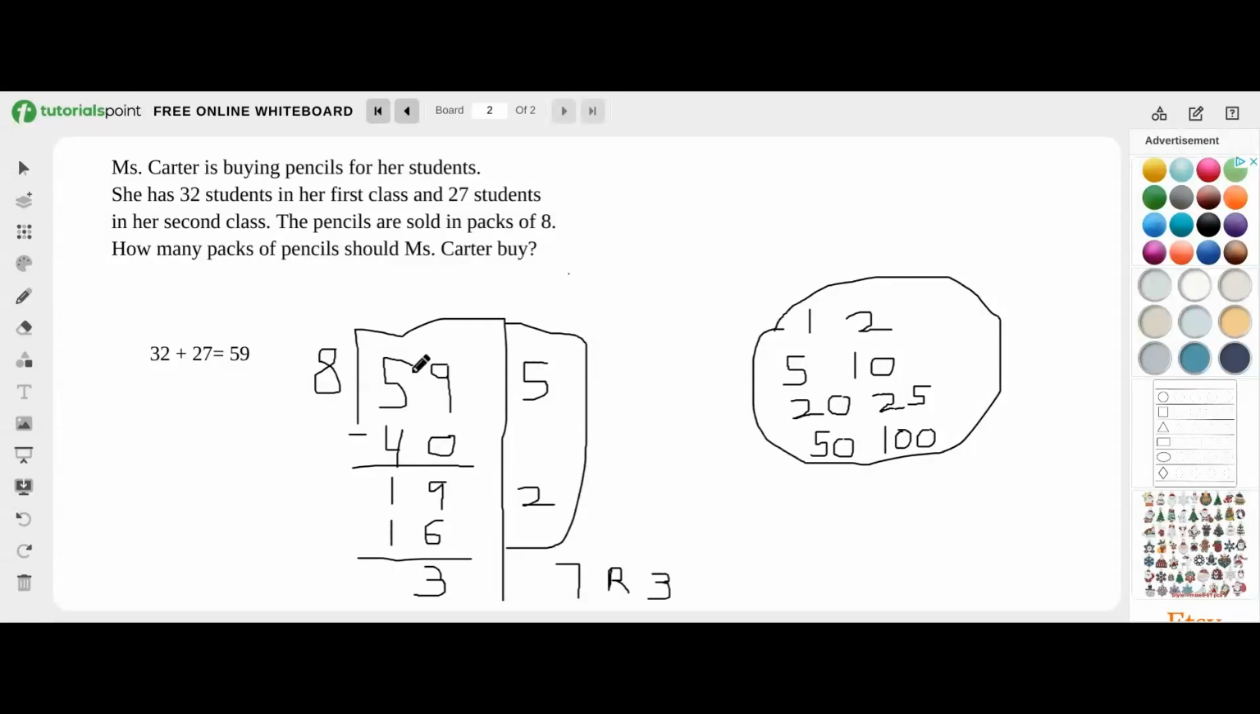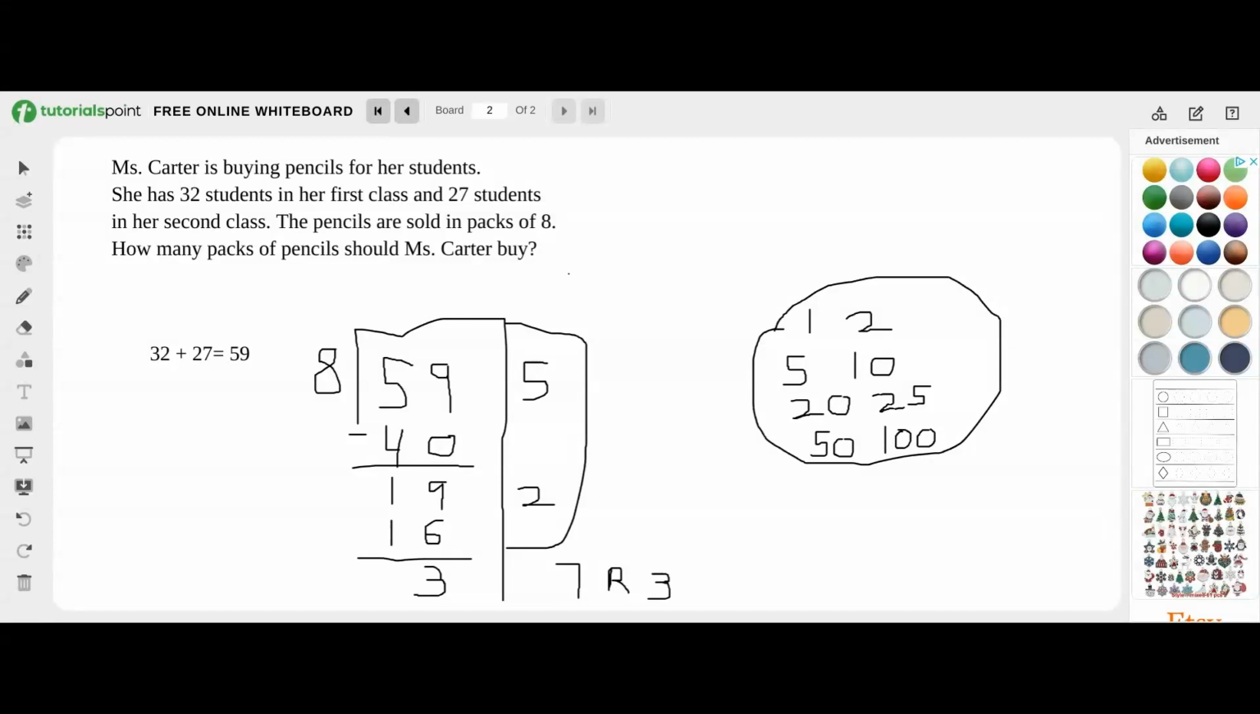So I already did the work for you, but I set it up here to save some time. So it's 59 divided by 8. We have our bag of tricks right over here to the right. So we have 1, 2, 5, 10, 20, 25, 50, 100. Those are the numbers that go in the bag of tricks. It's the numbers that are easiest for the kids to divide by. And what we're looking for is we're looking for groups of 8 to come out of this 59. So what is the biggest number that we can multiply by 8 that is in this bag of tricks that gets us close to 59 without going over? We want to get as close as possible.